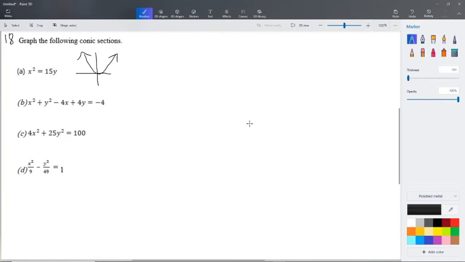Part B. Here's where we look at x is squared and y is squared. Notice that the coefficient of the x squared and the y squared is the same thing. When we see that, what we have is a circle.